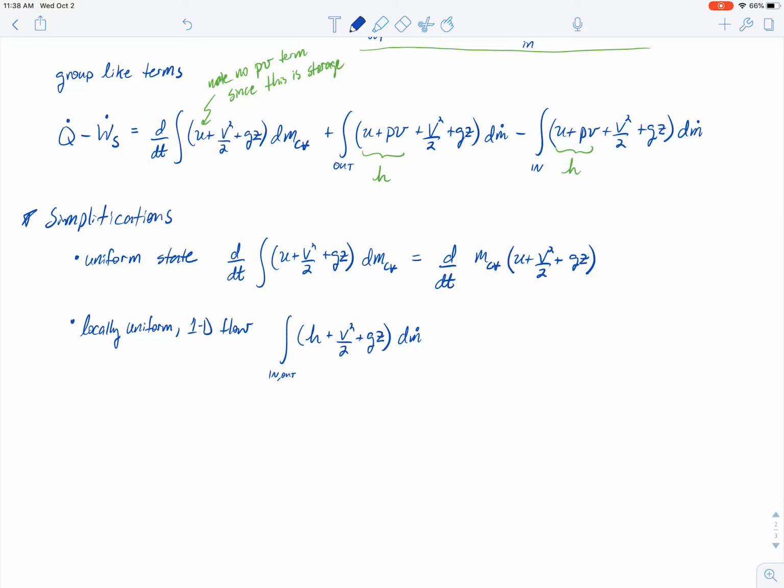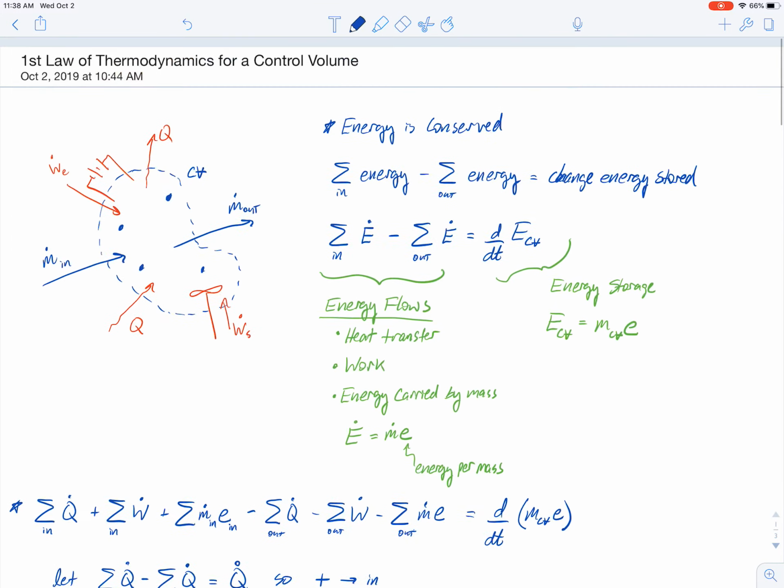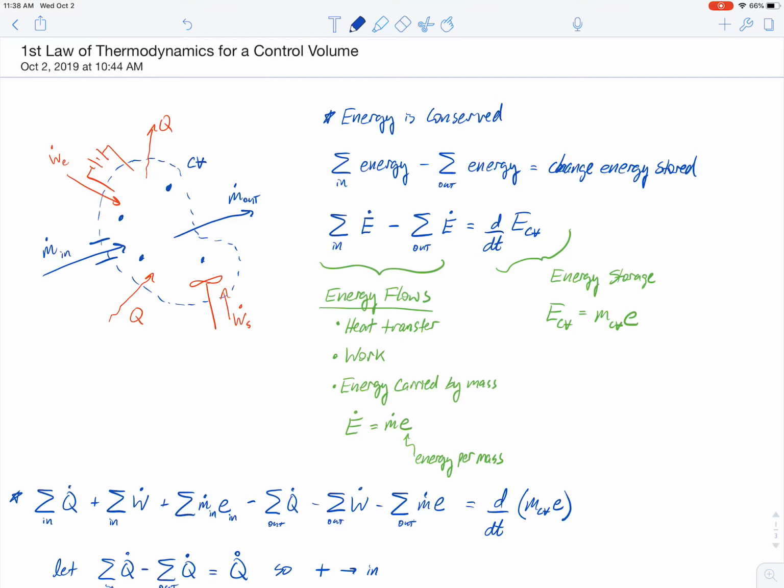Remember, my mass flow rate looks like the density of the fluid, the speed of the fluid, the area over which the fluid is crossing the boundary. If I'm assuming it's locally uniform, then I'm assuming the properties are constant over that inlet or outlet. And if it's 1D flow, I'm assuming the speed is uniform over that inlet or outlet. So going back to my description here, if this were looking like a pipe of some sort, I would be saying across that boundary, my speed is the same, my density is the same.